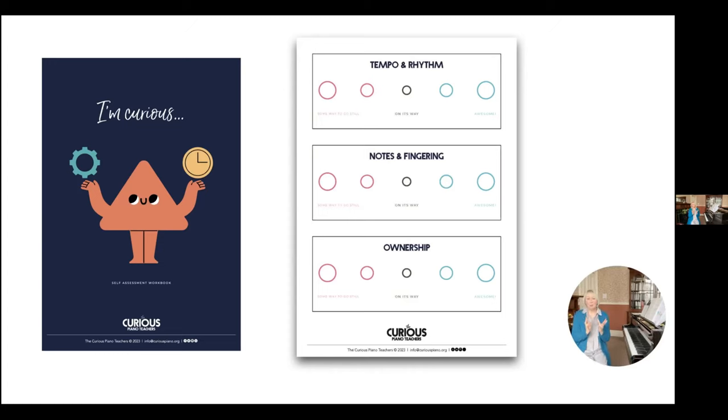How is the tempo? On the left-hand side, it says some way to go. In the middle, it's on its way. And on the other side, it's awesome. Are they keeping a steady tempo? Are they able to play rhythmically? Again, I find if you ask students the right question about this, they will be able to tell you whether or not they are on the way or still some way to go.